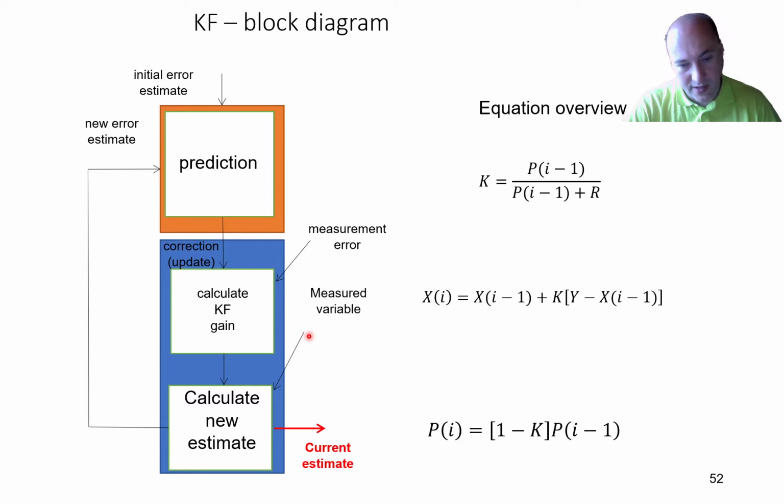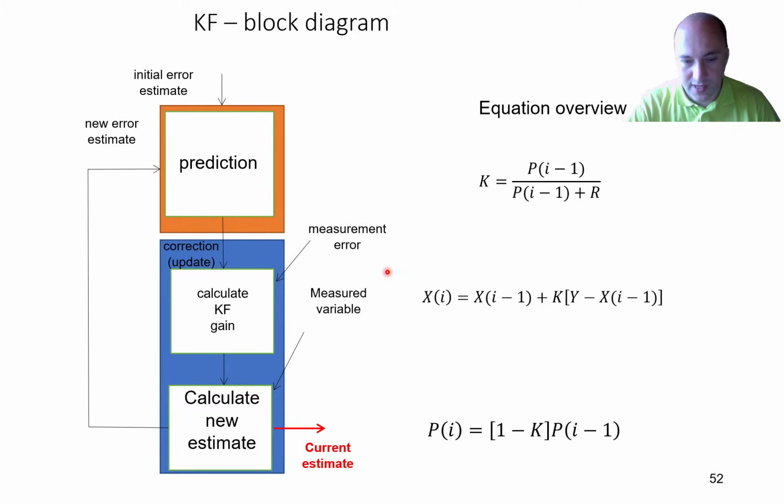Then when our measured variable arrives, when new data comes in, we can calculate the new estimate of our variable. The output of this correction stage will be the current estimate of our variable, updated from the last measured point, and we will also get the new error estimate. It will tell us how much we trust the model and how much we trust the measurement.